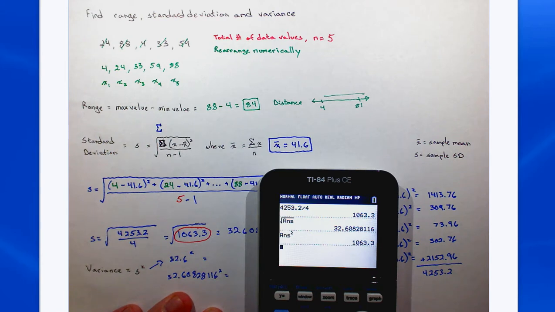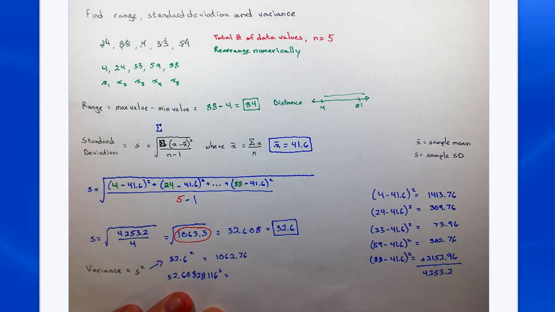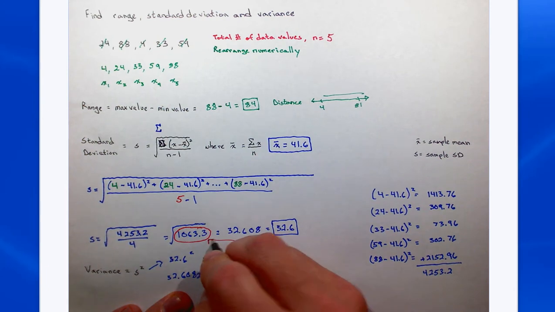The number that's under your radical before you take the square root of it is your answer for variance. Because if I put in this and square, I'm going to have a smaller answer. I'm off in the ones place. You see that? I'm off by about 6/10 between this value and this value. Again, the number under the radical is your variance.